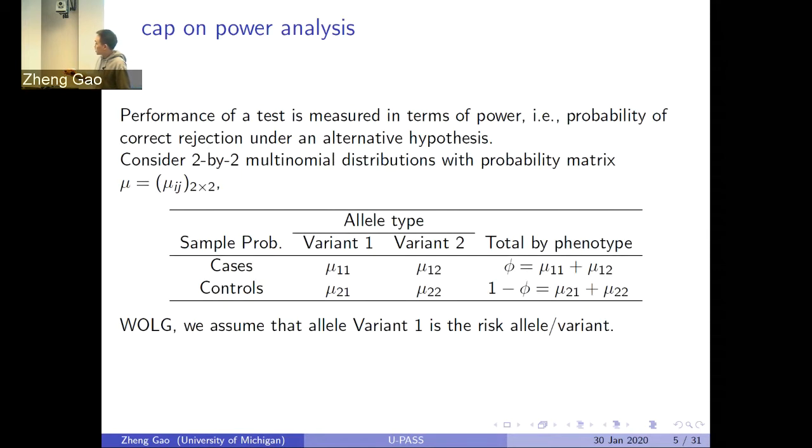Now, if you want to test for associations, then if they're independent, this mu11 is going to be the marginal of variant 1 times the marginal of case, for example. So that's the probability part of it. Before that, there was randomness in the sampling. Now you have the probability table.